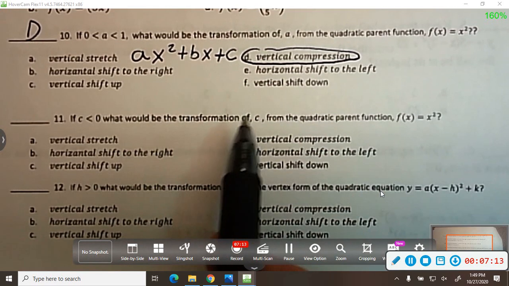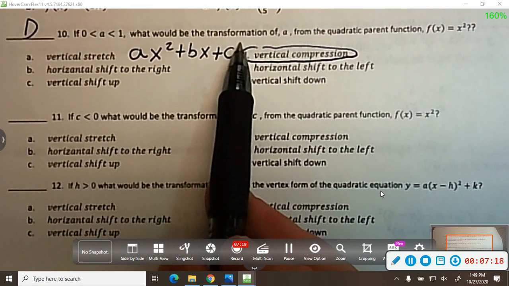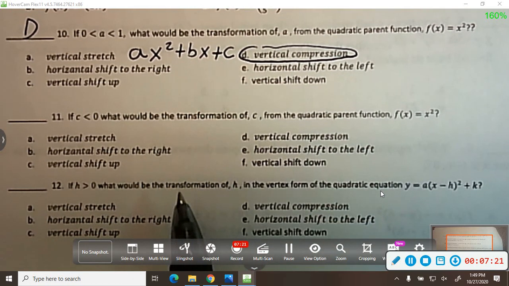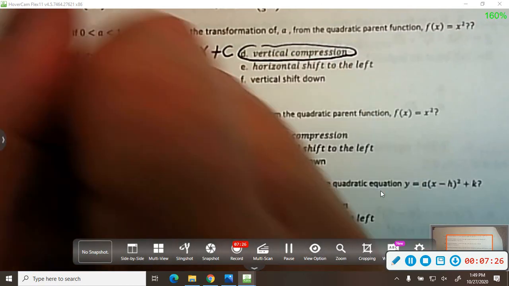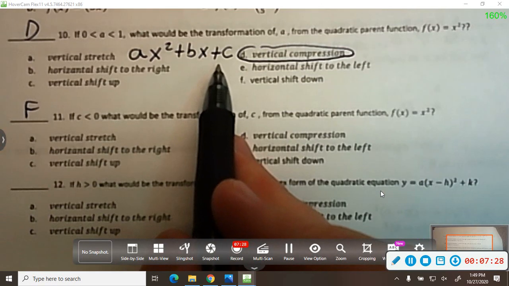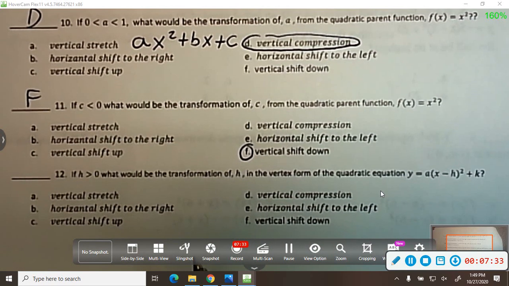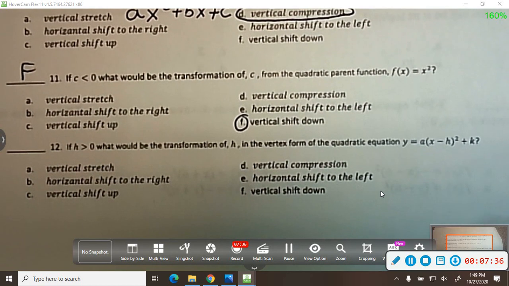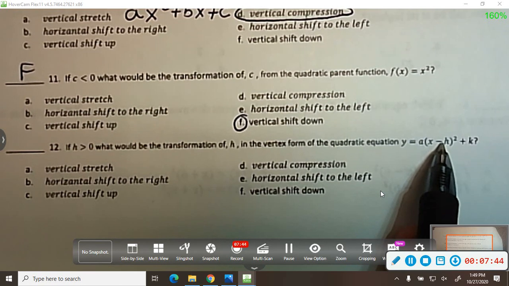And then the c, remember this number moves it up and down. So I would call that a vertical shift down. So if c is negative, that causes it to go down. And then if this number is positive, then that'll be negative positive. So remember, negative moves it to the right. So I would say horizontal shift to the right.